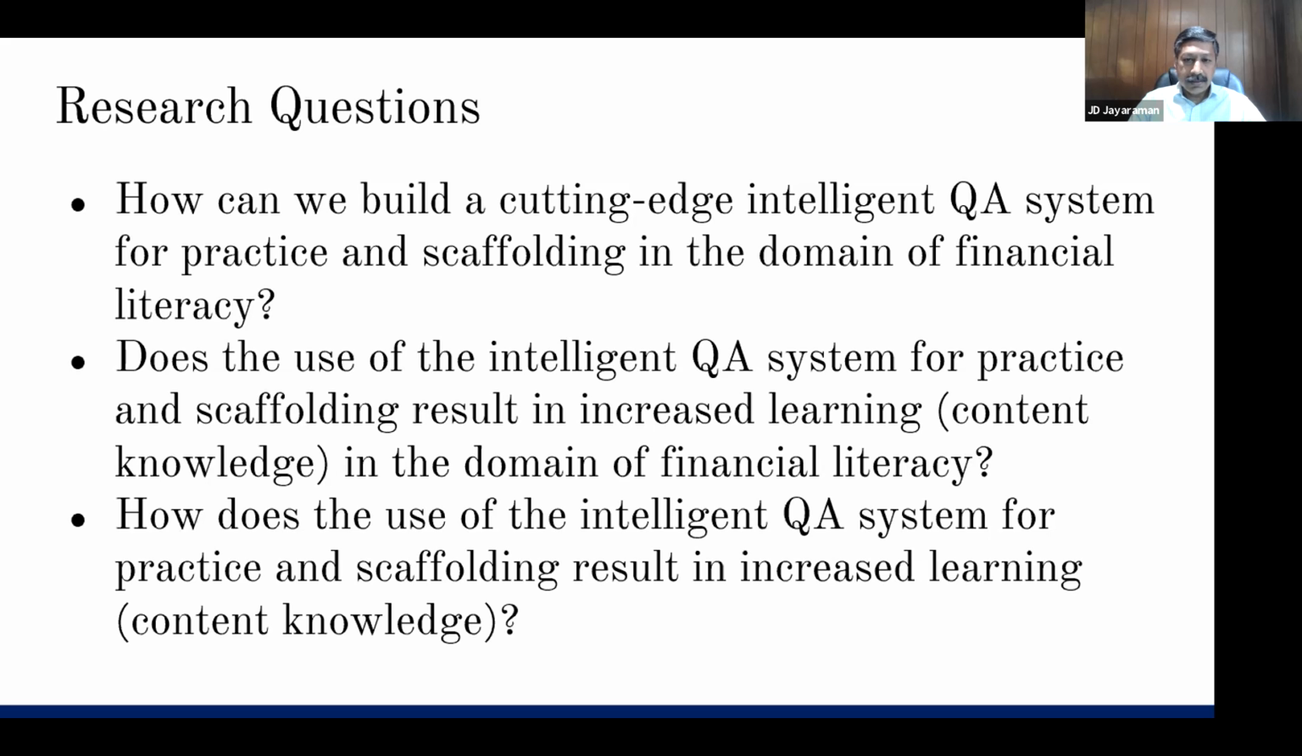The second question is, does the use of such an IQA system increase learning in the domain of financial literacy? Right? So is it effective? Does it increase learning? And the third question is, how does it increase learning? Right? So those are the three questions that I'm trying to research. And this pilot study is kind of like the beginning of this research.